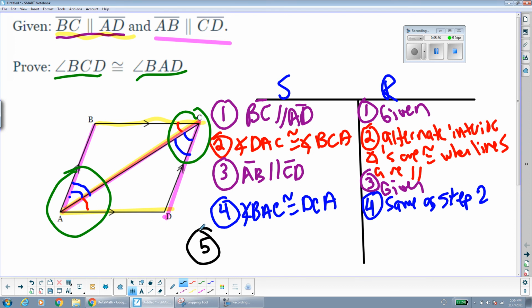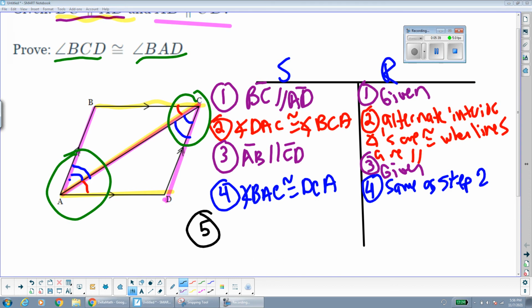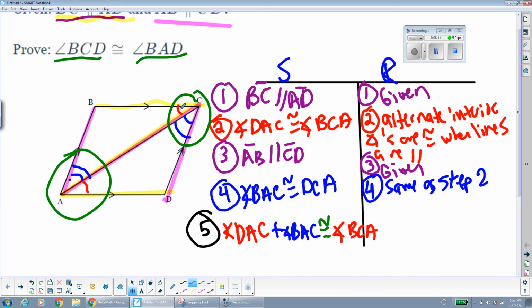So in the next step, I am going to write angle DAC, which is one of our red angles on this angle, plus angle BAC, which is the blue angle right next to it, is congruent to angle BCA, which is this red piece of the angle over here, plus angle DCA, which is this piece of the blue angle right over here.